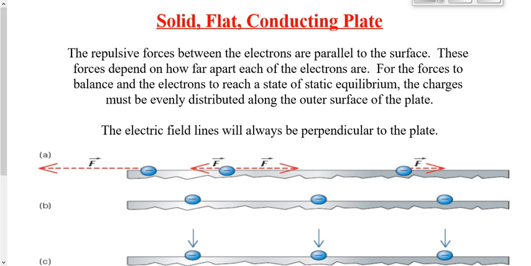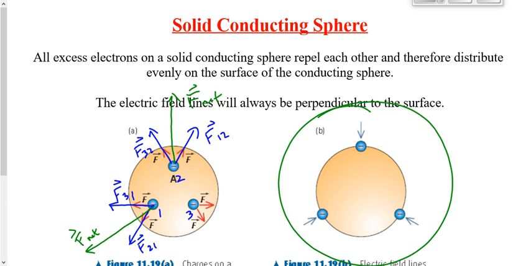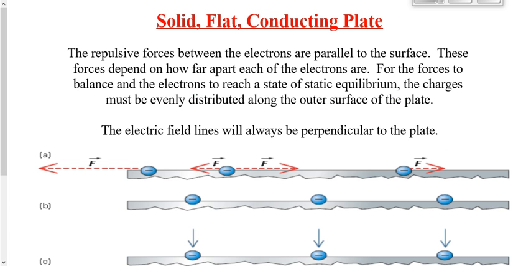Now let's take a look at another shape. This is a solid, flat, conducting plate. This is a uniform surface. It's flat, just like this solid conducting sphere was a uniform, round surface. No crazy edges or spikes or anything like that to it.